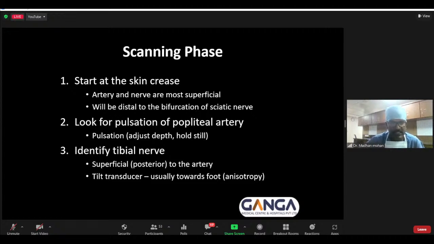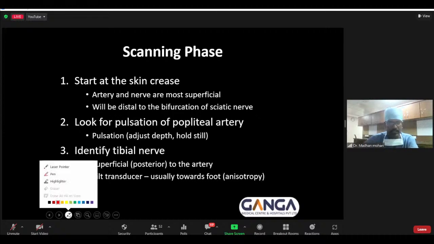The next point is to look for the pulsation of the popliteal artery. This can be obtained if you hold the probe still, and you can even confirm the pulsation of the popliteal artery with the color Doppler. And then the third point is to identify the tibial nerve. The tibial nerve usually lies superficial or posterior to the popliteal artery, and a slight tilt of the transducer, usually towards the foot, is always necessary to minimize the anisotropy.